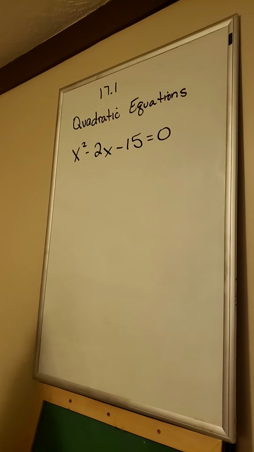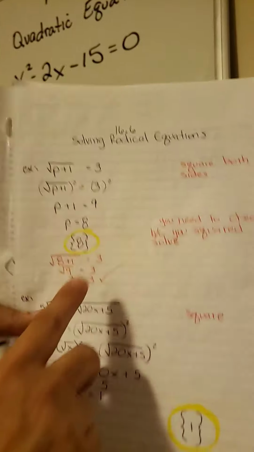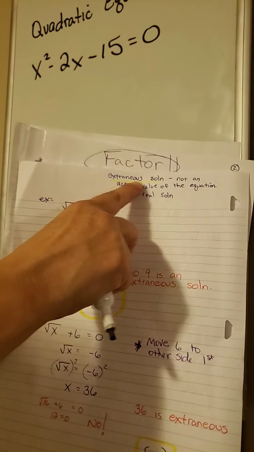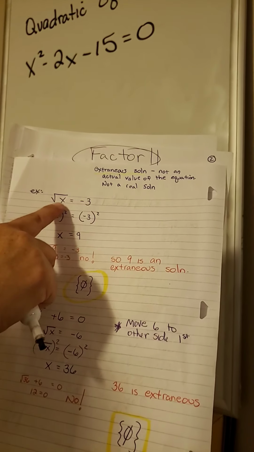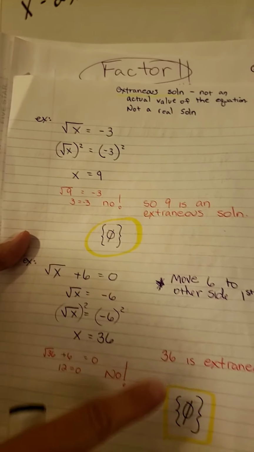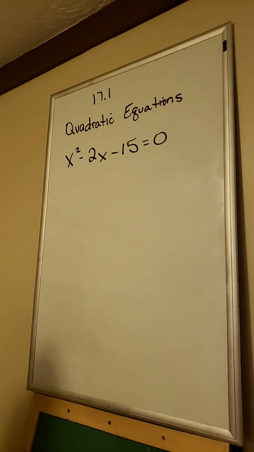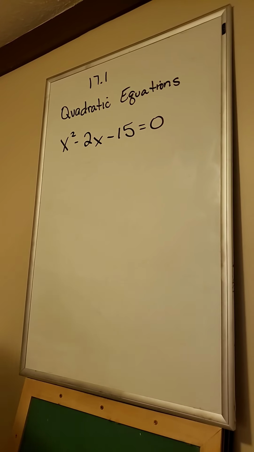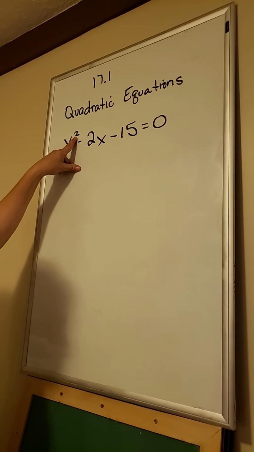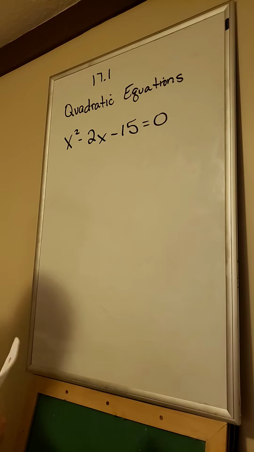Now, in the last section that we did, 16.6, they all had radicals. Remember, we had all these radical problems. And remember, that's when we had to check for the extraneous solution. So when you're given equations that have radicals, those are the ones that you check for extraneous solutions on. That's not going to be what we have to worry about on the quadratic equations. The quadratic equation, since it is to the second power, means that there's going to be two answers. There's going to be two solutions.